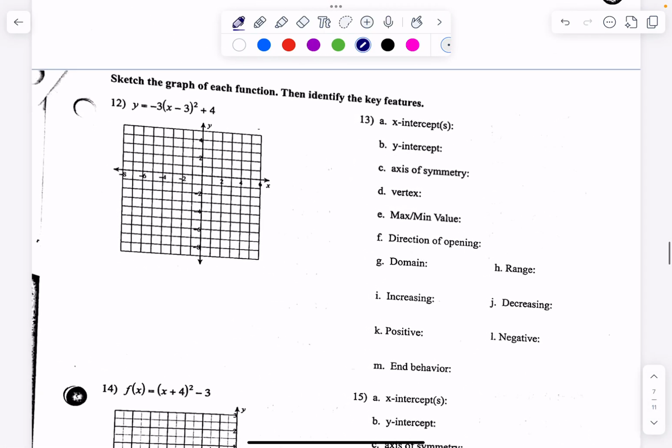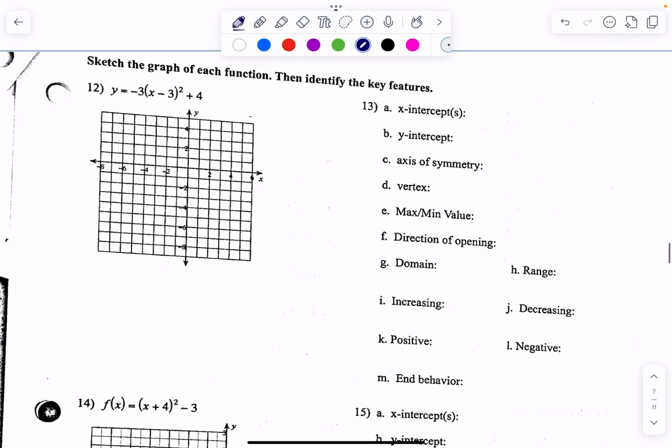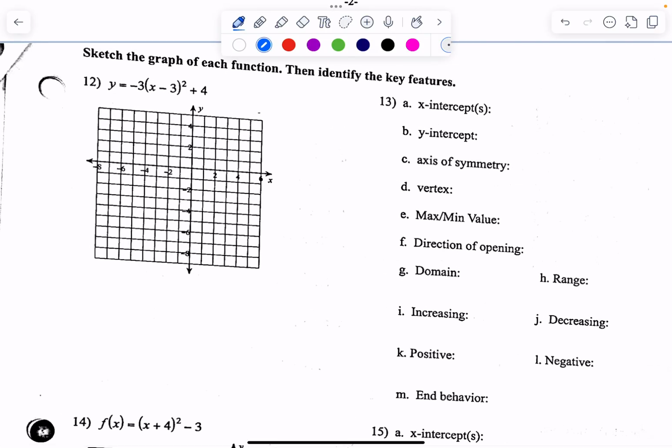All right, this is the different form of a quadratic. So right here, if we're going to graph this, we're going to first state the shifts. Right 3, up 4.